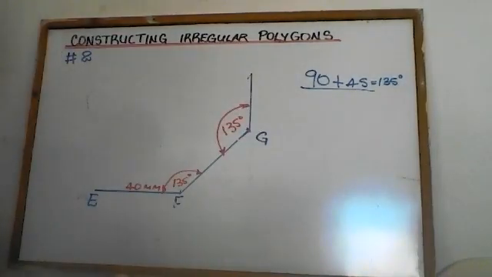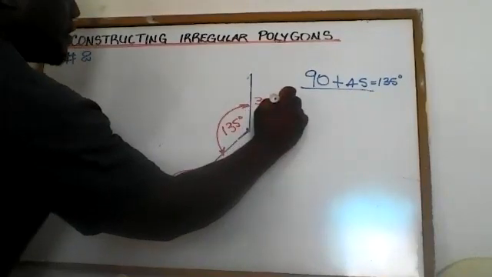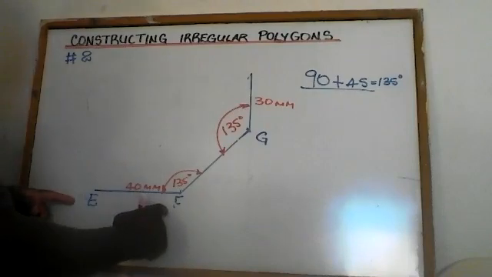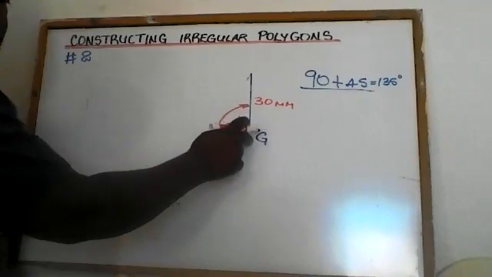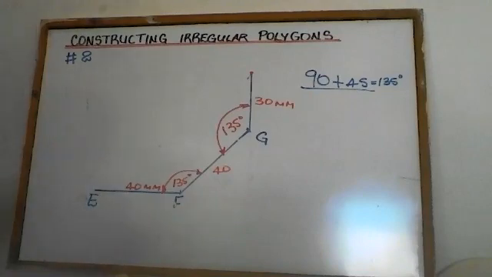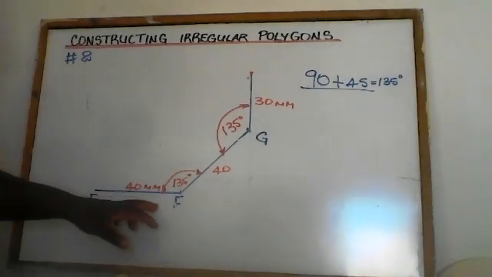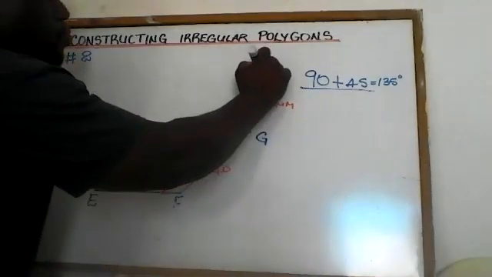So from G, we need to get H. But we're told that GH measures 30 millimeters. Once again, EF is 40, FG is 40 as well, and from G to H is 30 millimeters. So we are striving to get an irregular pentagon. It will have 5 sides. So far, we would have gotten 3 sides, EF, FG, and GH. So we need to get 2 other sides.